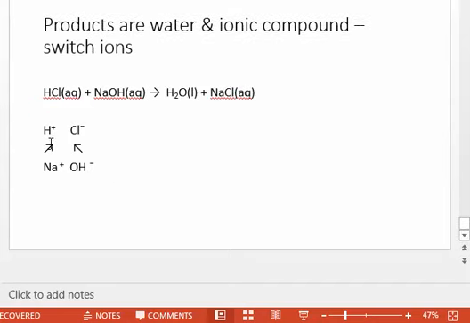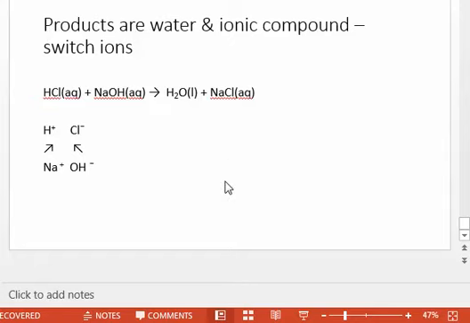So now the proton will be paired up with the hydroxide, which always, always, always forms a water molecule, and our salt will be formed from the sodium cation and the chloride anion. These charges are opposite, so the formula for sodium chloride is a 1-to-1 ratio of cation to anion.